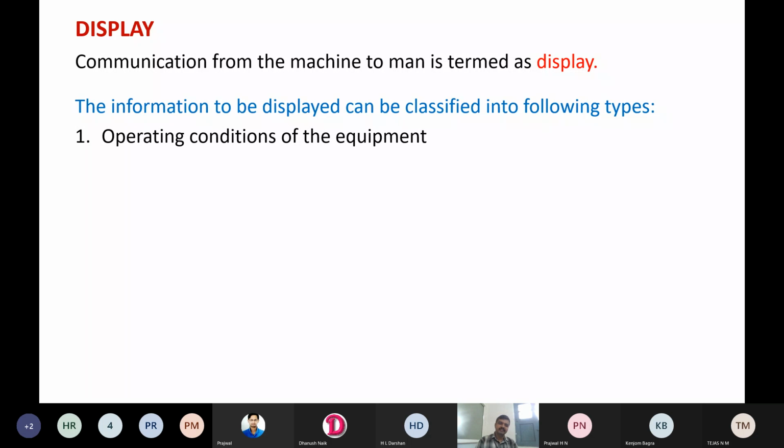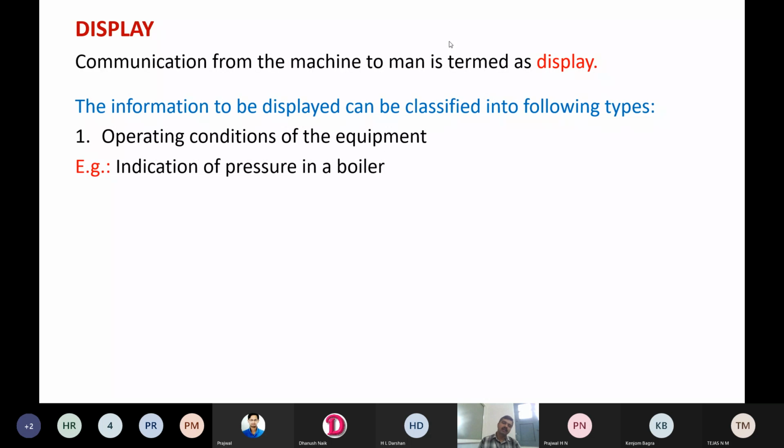Okay, at what pressure the system is operating. For that also you have some displays. If you look at the pressure gauge, there is an indicator where you can identify the value of the pressure at which the pneumatic system is operating. That is one example.